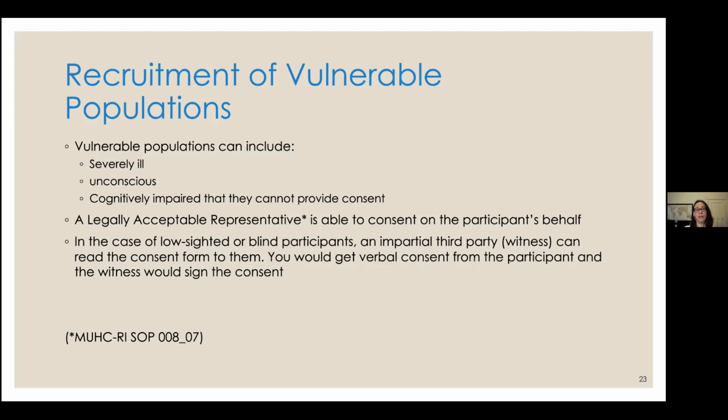In the case of low-sighted or blind participants, you can have an impartial third party read the consent form to them. And in that case, you would get verbal consent from the participant, and the witness would sign the consent form. And I think this applies also to participants or patients that might not have that grade 8 reading level and might not want to disclose that to you. They might be embarrassed about it. So if they want to have someone else read it to them, or they want to look it over with, or to talk it over with their family.